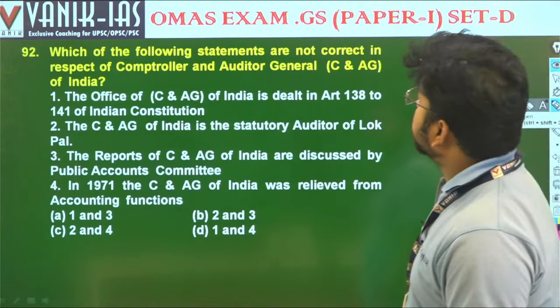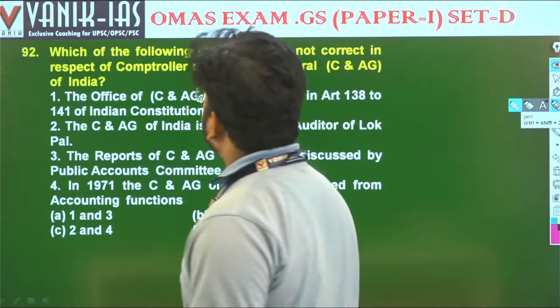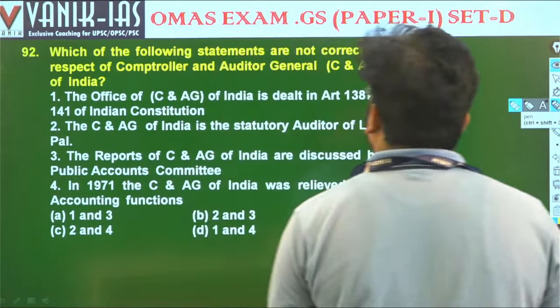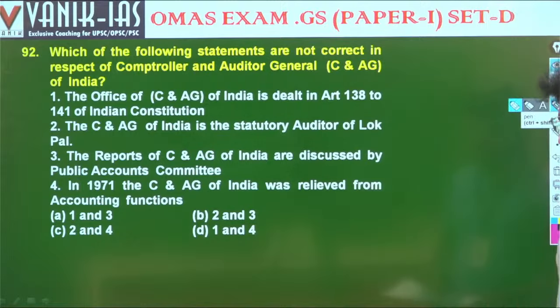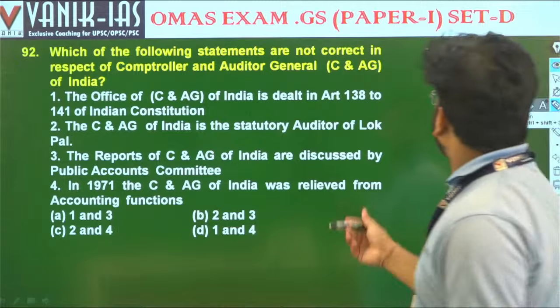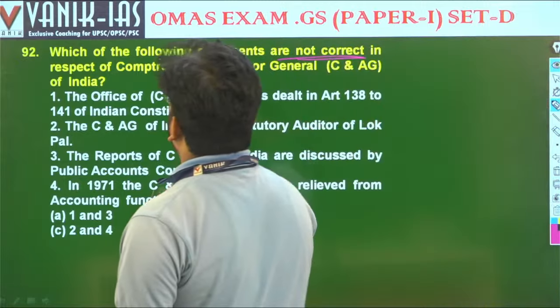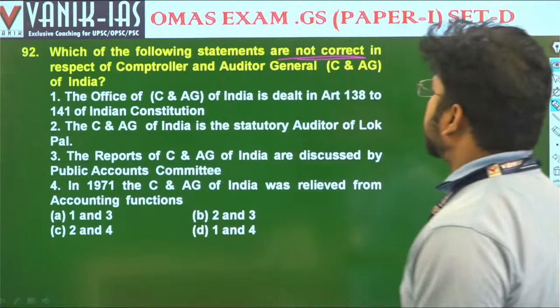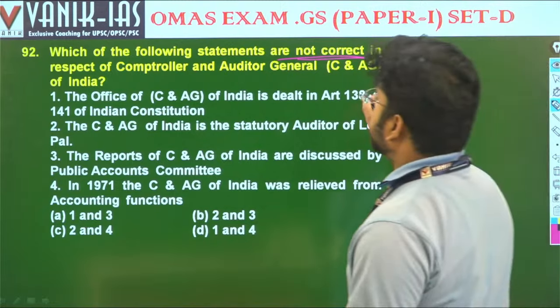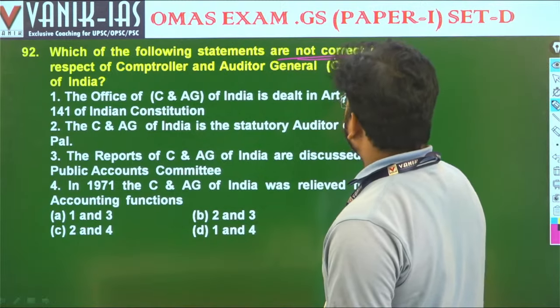Then, which of the following statements are not correct? The aspect of Comptroller and Auditor General of India, Article 148, CAG. The question is about not correct. The office of CAG deals with Article 138? No, this is 148. So, this is wrong.